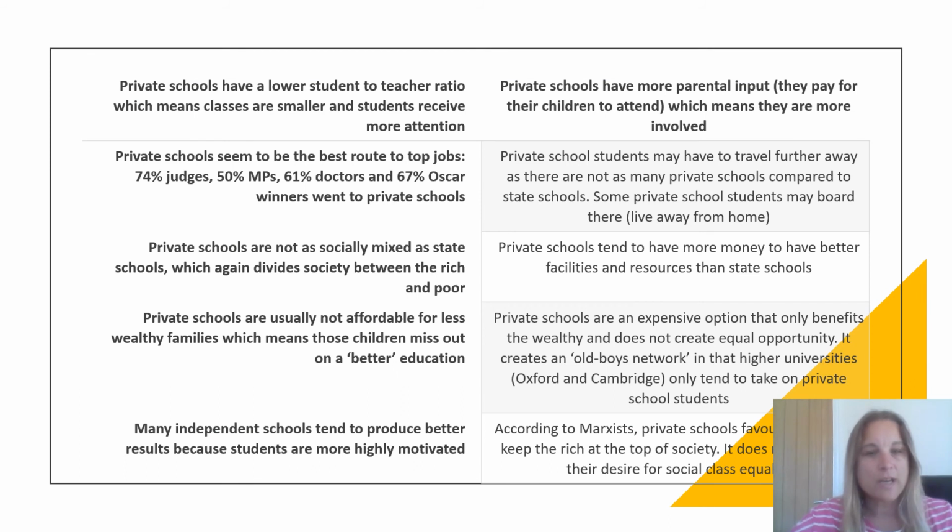So here you are, here are some disadvantages and advantages for you. I'm just going to pick out the top two. Private schools have lower teacher to student ratio, which means classes are smaller and students receive more attention. So clearly that would be an advantage. Private schools have more parental input. They pay for their children to attend, which means they are more involved. Again, that would be an advantage. So have a go, look at the advantages, look at the disadvantages.